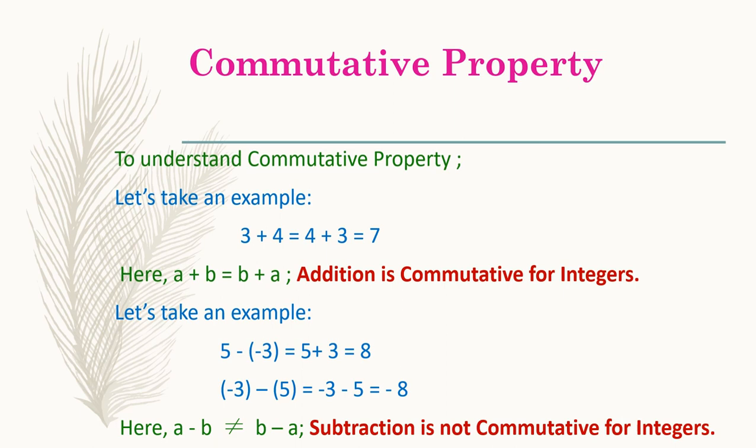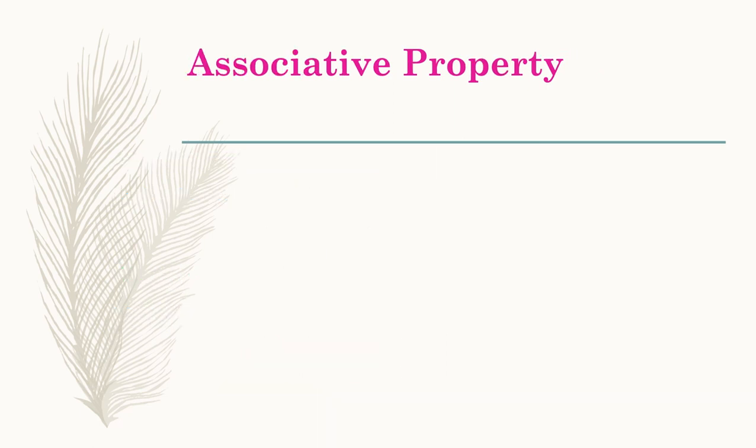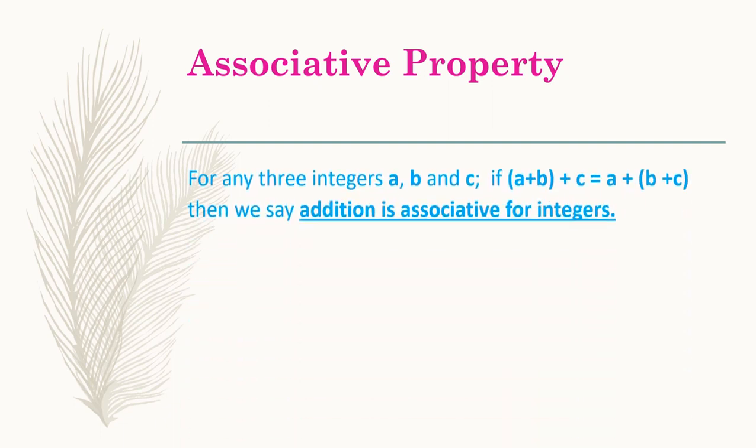So what we will say? Subtraction is not commutative for integers. Means if on changing the order of integers while doing the mathematical operation, the answer remains same, then we say that property is called commutative property. Our next property is associative property.